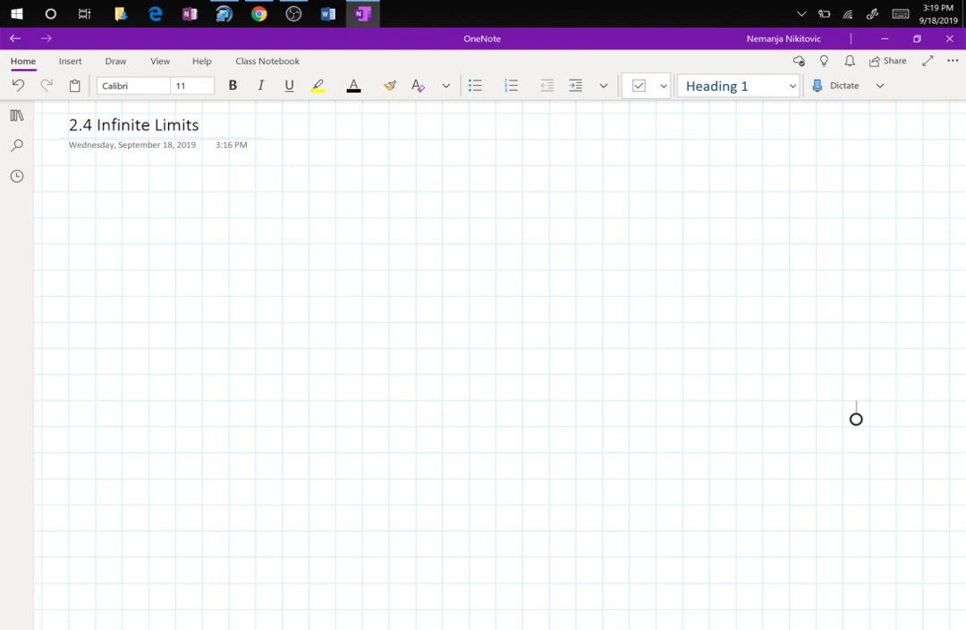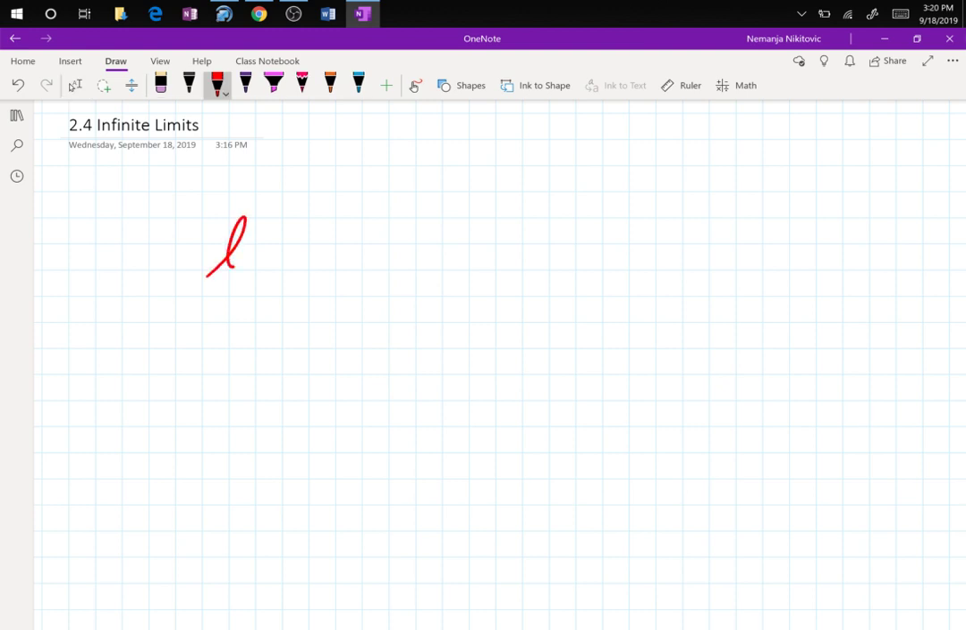Hello and welcome back to Calculus 1 section 2.4, Infinite Limits. Last time we were focusing on limits where the input is a finite value and the output is a finite value. Now we are going to focus on limits that look like this.